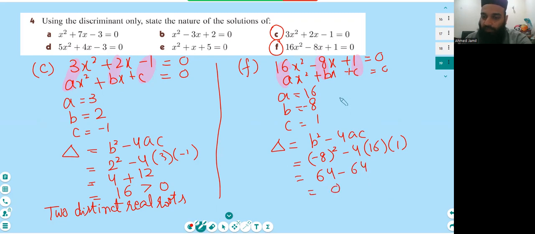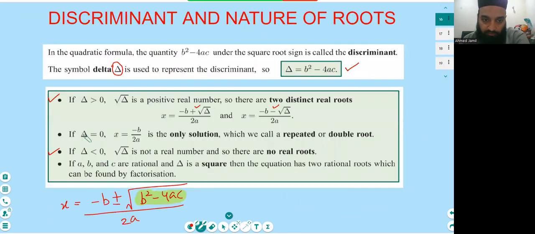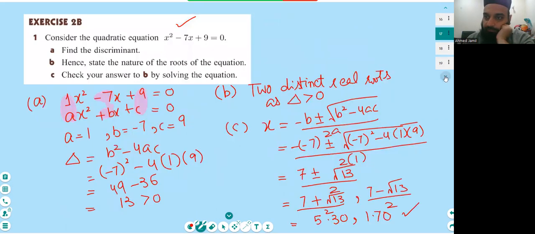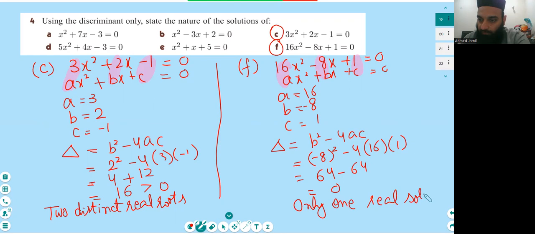So it is 0. So when the discriminant becomes 0, it means we have real roots, but they are equal roots, right? So like in this case, you can see, the second case, when the discriminant equals 0, it means it has only one solution, right? Which we call a repeated or double root. So only one real solution, right?